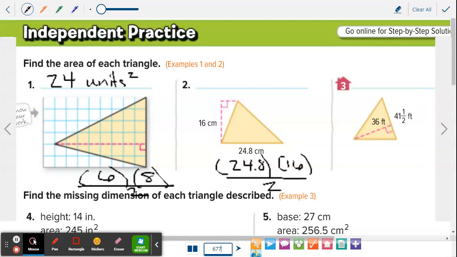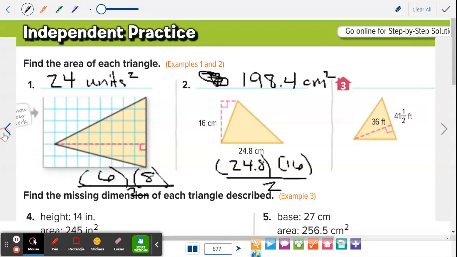So do 24.8 times 16, and then once you get that, divide it by 2. Aiden, what do we get? 74.4? Doesn't sound right. Yeah, 74.4 doesn't sound right. That sounds right, 198.4. What's our label? Centimeters squared. This one was units because we didn't actually have a measurement. This one is centimeters. It tells you. If it's labeled, you have to label it.